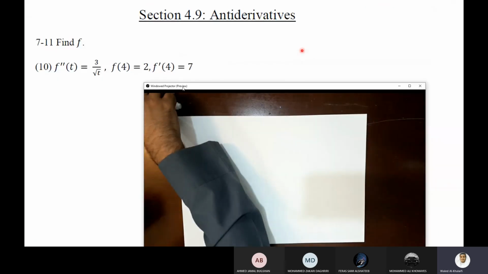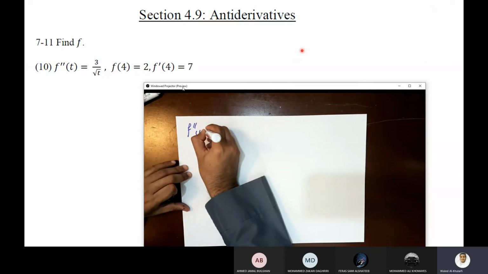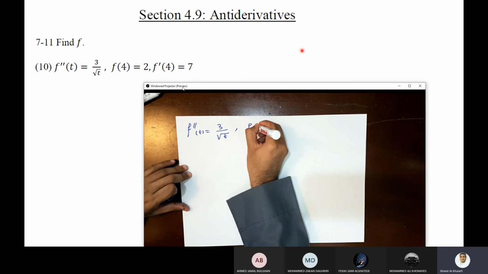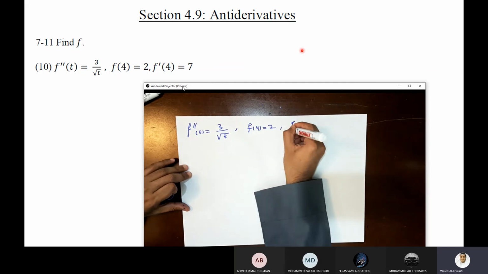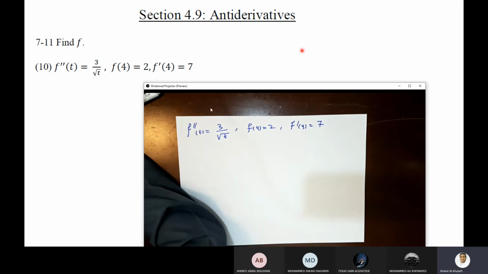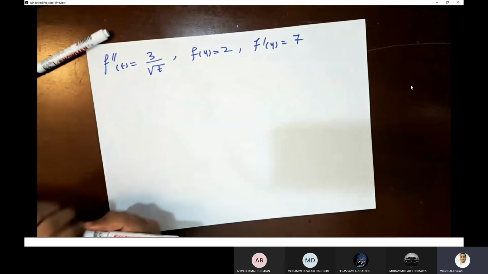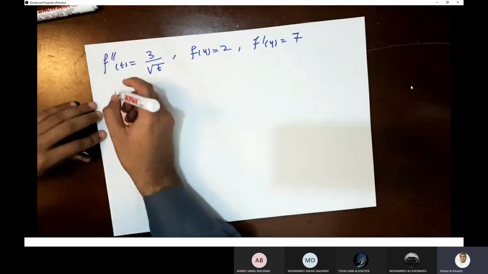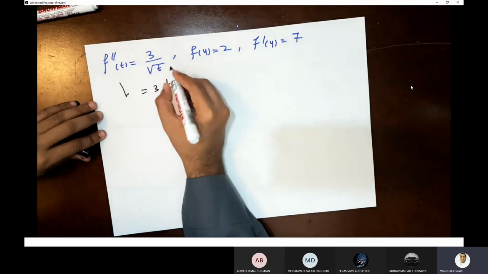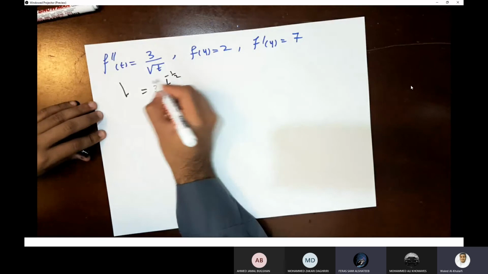So I will copy this one here in my paper. f double prime of t equals 3 over root t, such that f of 4 equals f prime of 4 equals 7. Okay, and let's make a figure. So what should I do? I'll do the same process. By the way, this is equal to 3 times t to the power, ايش يا شباب؟ Negative half. Okay, very good.